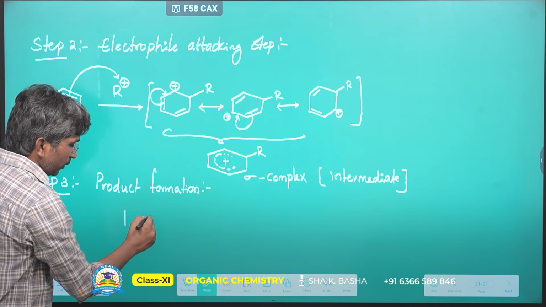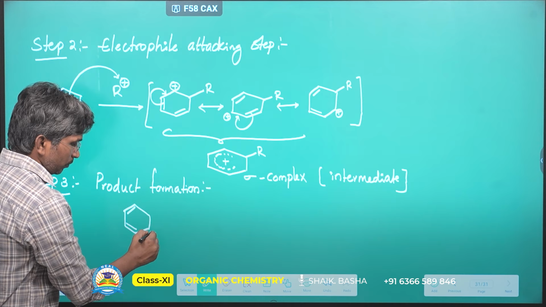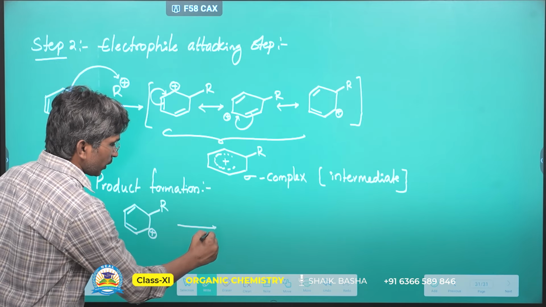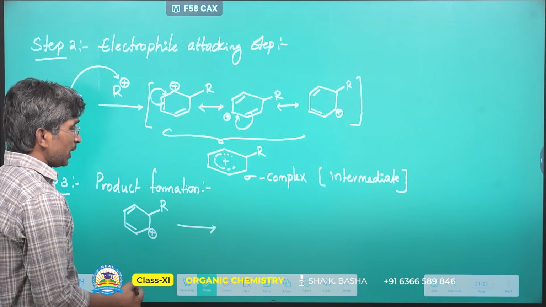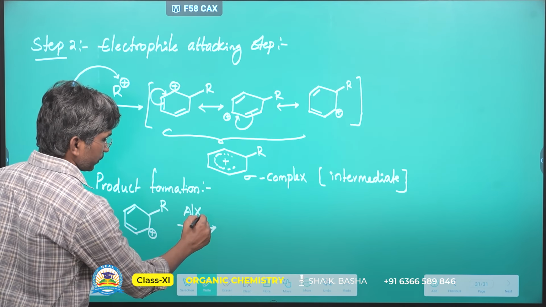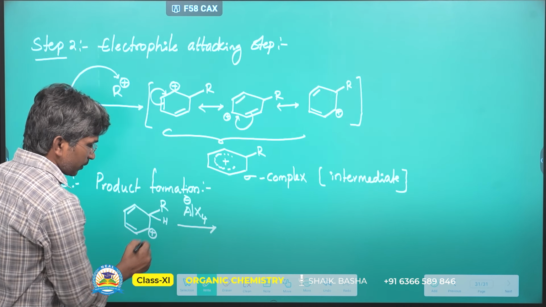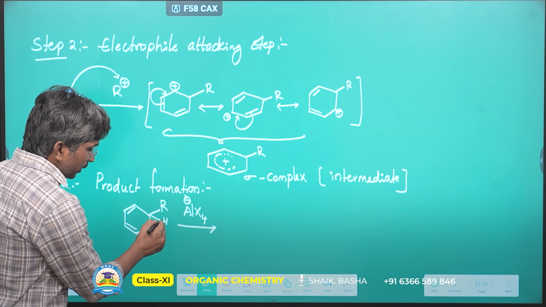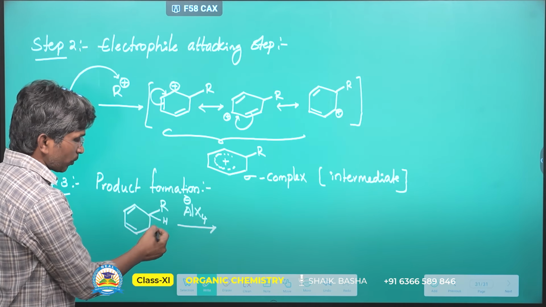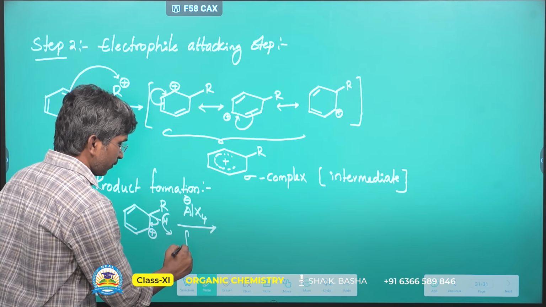Anyone, generally I am taking the third one, you can see. Positive charge R is going to react with which one? AlX4 minus, which is generated in the first step. Then here hydrogen is there. Then H plus will be eliminated with X minus, which is obtained from the AlX4 minus. Then rearomatization will be regained. This is the fast step.